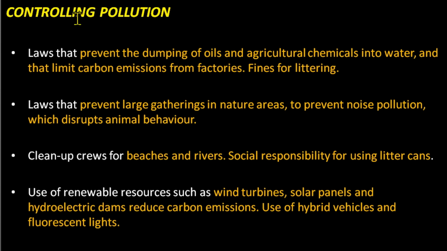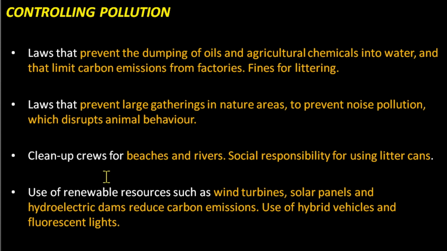So how do we control pollution? Well, first there are laws. Laws that prevent the dumping of oils and agricultural chemicals into water, and laws that limit carbon emissions from factories. So there are also laws that prevent large gatherings in nature areas. This helps to reduce noise pollution, but also land pollution, because wherever there's large areas, there's going to be a lot of littering and garbage. And this is going to disrupt animal behavior.